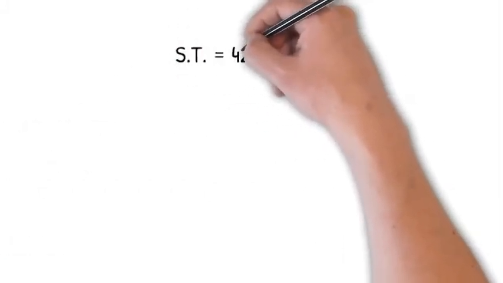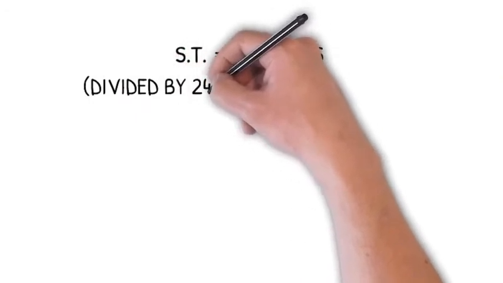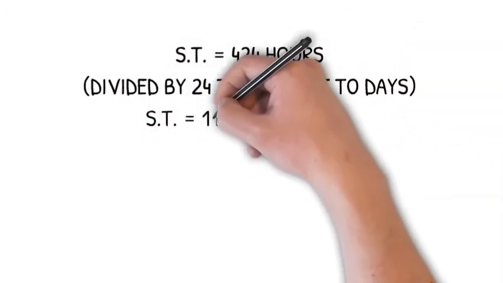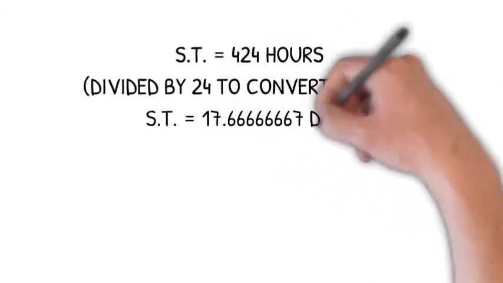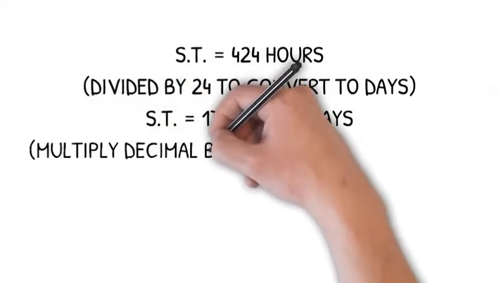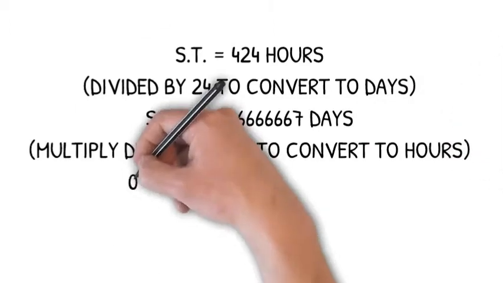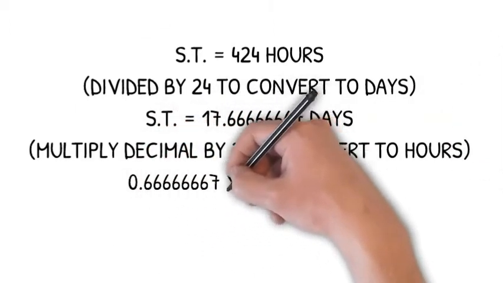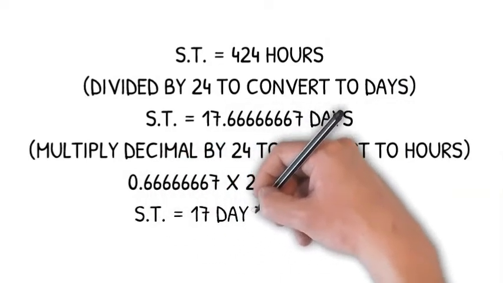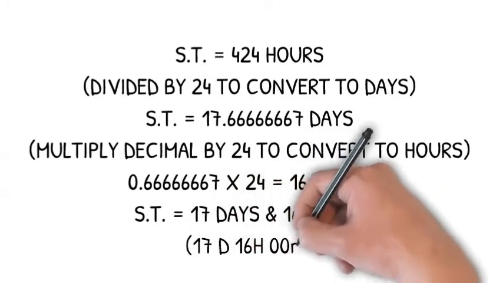Okay, let us continue. Steaming time equals 424 hours divided by 24 to convert to days. Steaming time equals 17.666667 days. So multiply decimal by 24 to convert to hours. 0.66667 times 24 equals 16 hours. So steaming time equals 17 days and 16 hours.